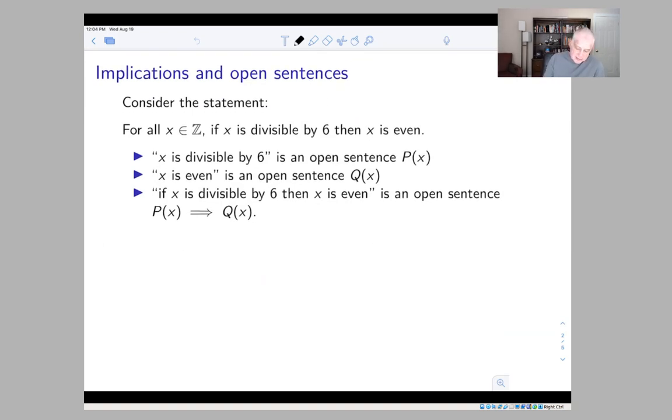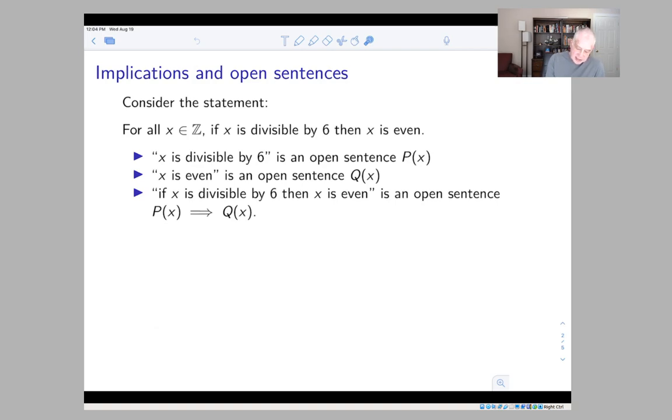So let's think about the statement, for all integers x, if x is divisible by 6, then x is even. So that's a true statement. I hope you believe that. If you have an integer which is divisible by 6, so it's a multiple of 6, so it's a multiple of 2. So it's not a particularly deep observation. But let's logically decode this and see if we can figure out what the pieces of this statement are.